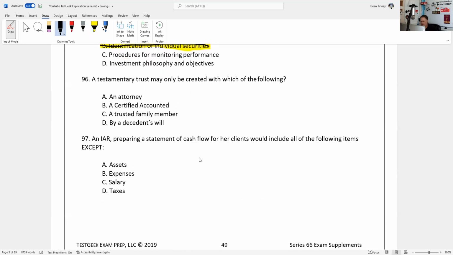A testamentary trust may only be created by which of the following? And again, another good aim and shoot point and click question. Brian's got an exam here with, I think, some good aim and shoot point and click kind of testable content.